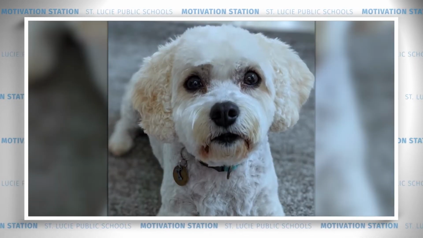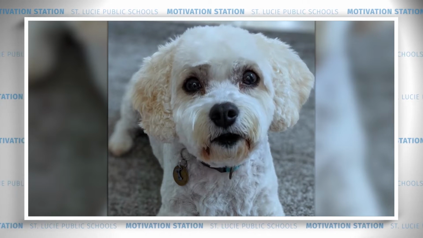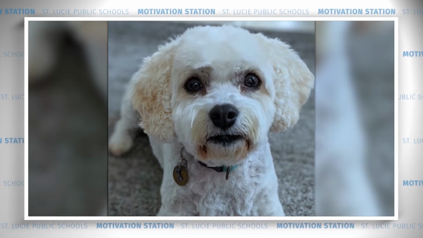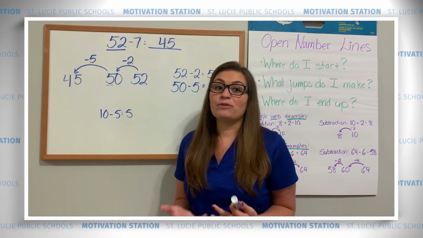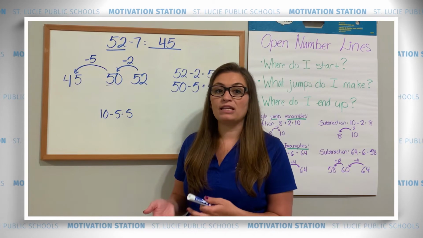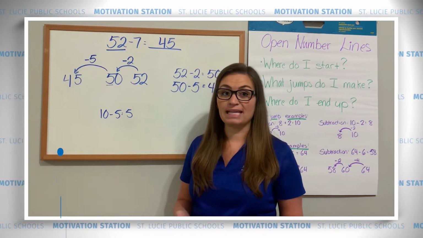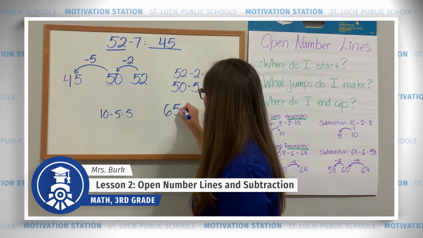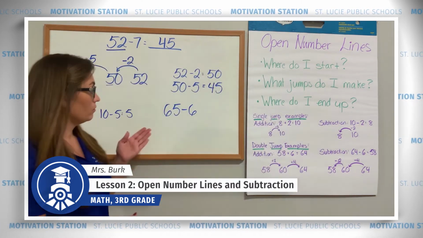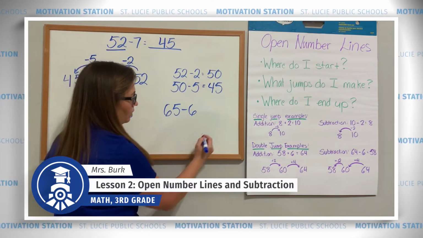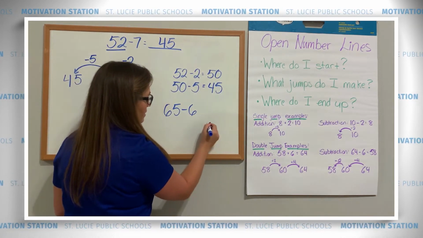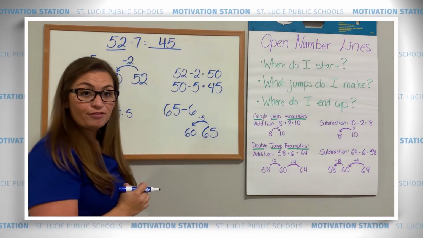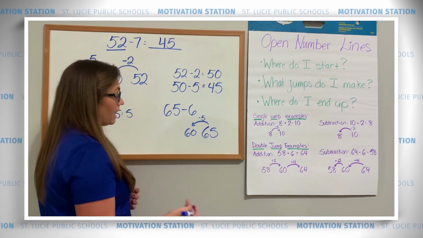Oh, so if I started with 65 and need to subtract 6, my first jump would be to 60. Right. And then you would figure out how many more you would need to go to take away the full 6. You said we were doing 65 minus 6. So you said the next 10 down would be 60. So we started at 65, we would go to 60. That would be minus 5.